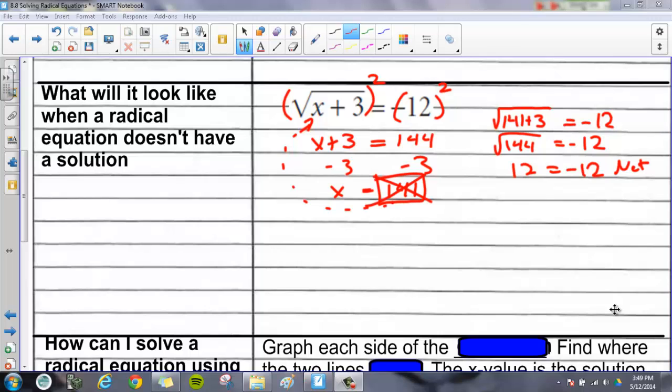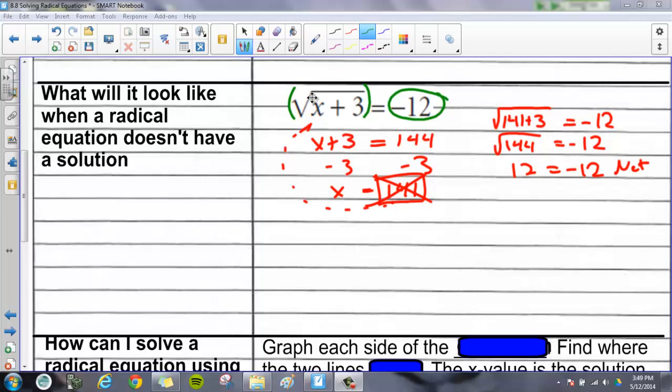Okay, but you could have just looked at this right off the bat and known that it wasn't a solution. And here's how. Once you get the radical by itself on one side, see how this radical is by itself on one side? When it's by itself, what you know is that this has to give you a positive answer, right? Because the square root of something cannot be negative.